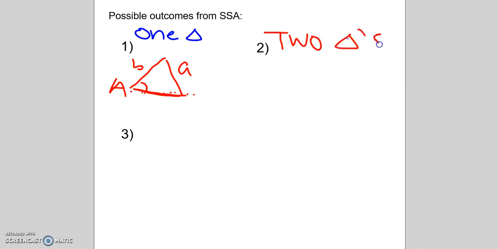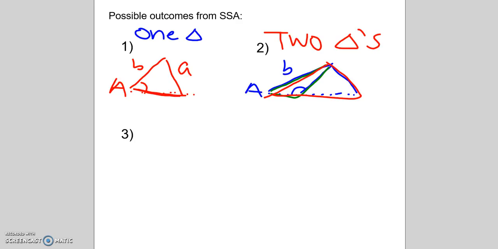So two triangles is our second case. So here let's say we have our side B again, our unknown side, our given angle A, and then we can find that this side length A could meet right here and create a big triangle like this, or it could actually go this way depending on what we find this angle measure to be. So then here we have two different triangles. So we have our smaller triangle and then we have our big triangle.